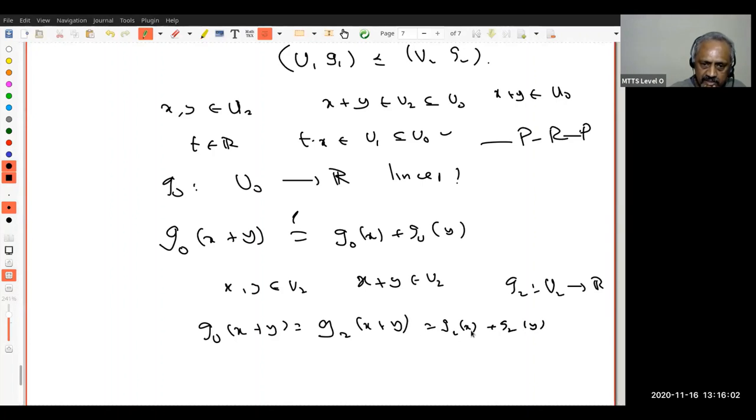But where is x? x is in U2, y is in U2. Therefore, G2 of x is the same as G naught of x and G2 of y is the same as G naught of y. Therefore, I have proved this. It's linear. And similarly, scalar multiplication, you can check it.